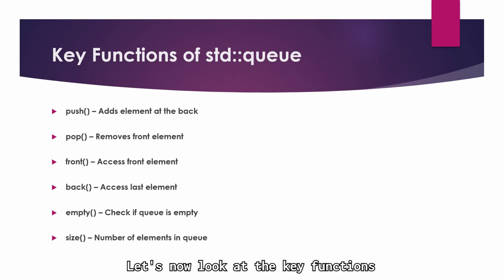Let's now look at the key functions provided by std::queue. Push is used to insert an element at the back of the queue. Pop removes the front element, the one that was inserted first. Front returns a reference to the element at the front. Back gives you access to the most recently added element. Empty checks if the queue is currently empty, and size returns the number of elements in the queue. These 6 functions are all you need to perform typical queue operations: insert, remove, check status, and access the ends.